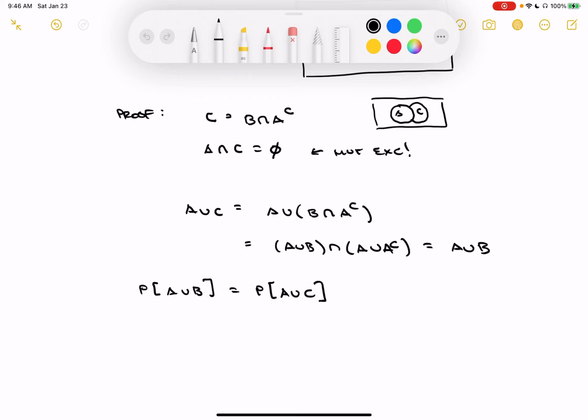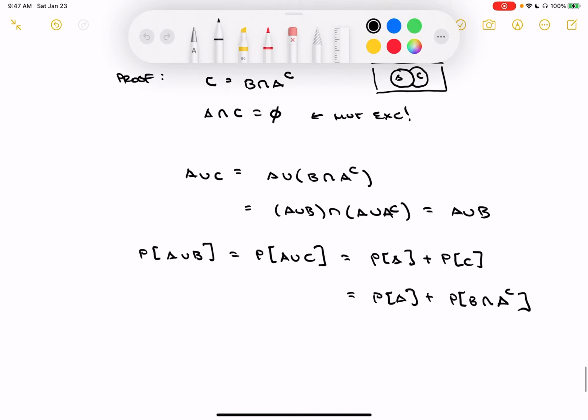But what's nice about this is that because A and C are mutually exclusive, from axiom 3, I know that this is probability of A plus probability of C, which I know is probability of A, plus I'm going to have now the probability of B intersect A complement.